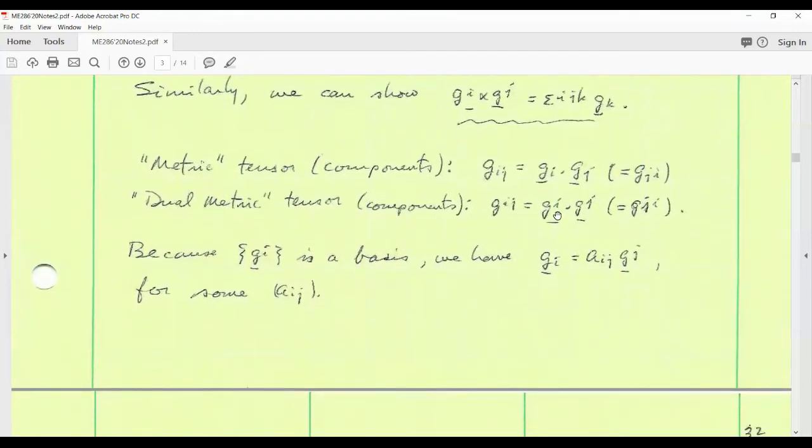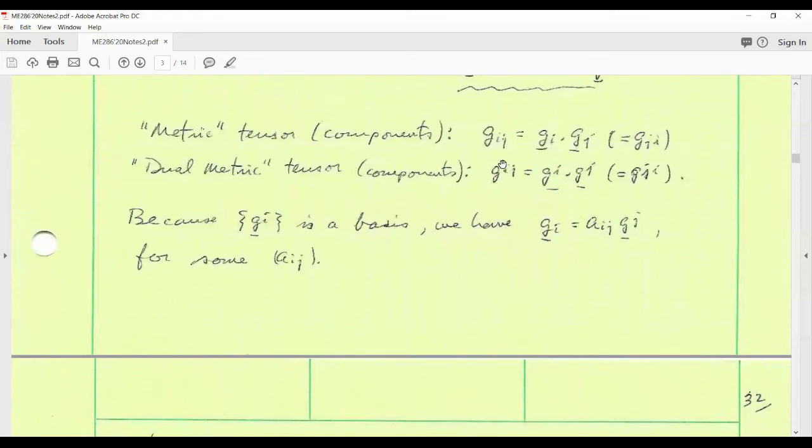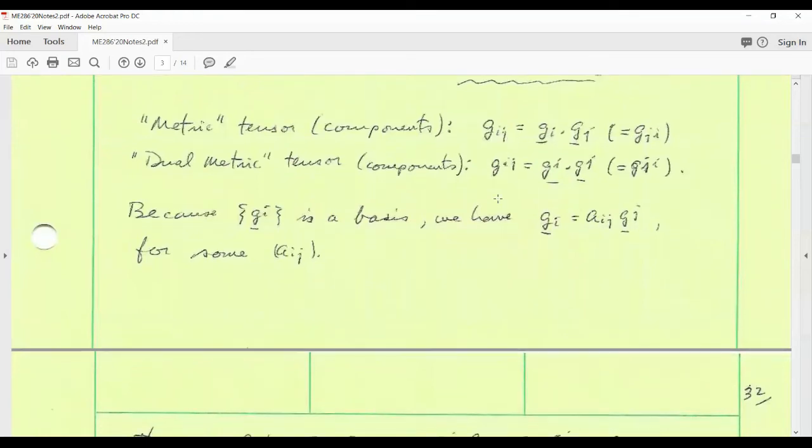In the same way, we could take dot products of the dual basis elements that would generate elements of a matrix we'll call g super ij. Again, the dot product commutes, so this will be a symmetric matrix. g super ij is the same as g super ji. And that we'll call the dual metric tensor, or the components of the dual metric tensor. So this is just a definition so far based on these dot products.